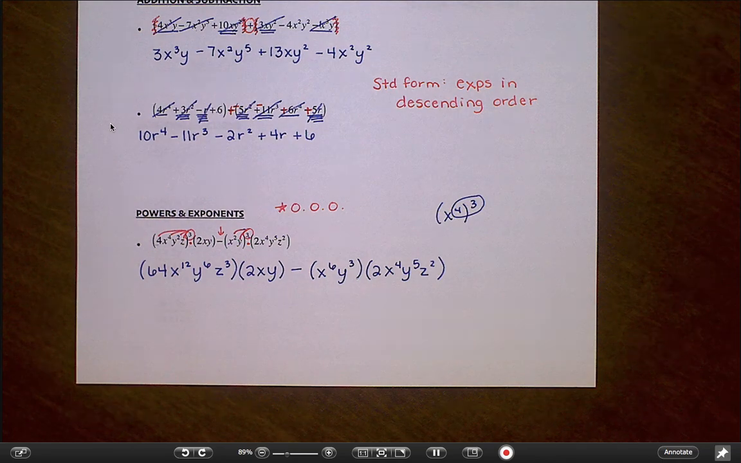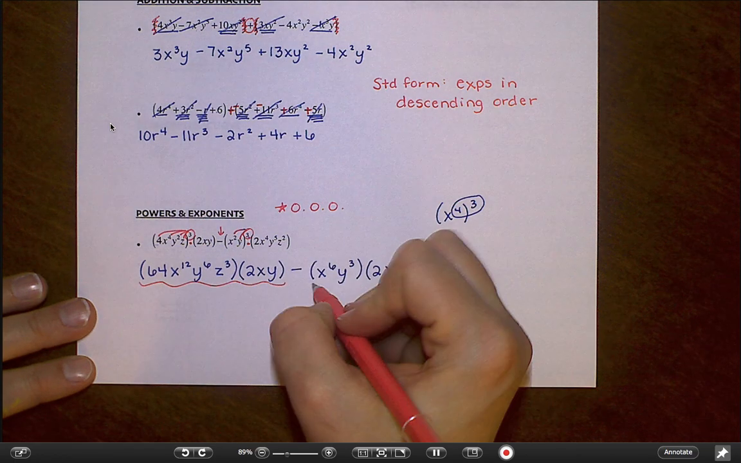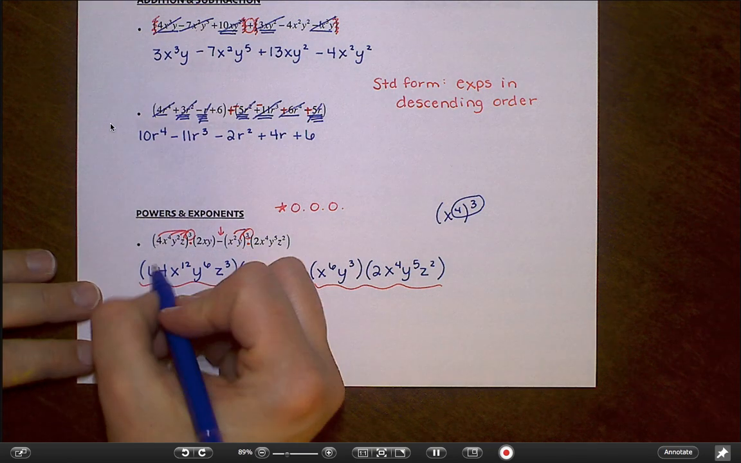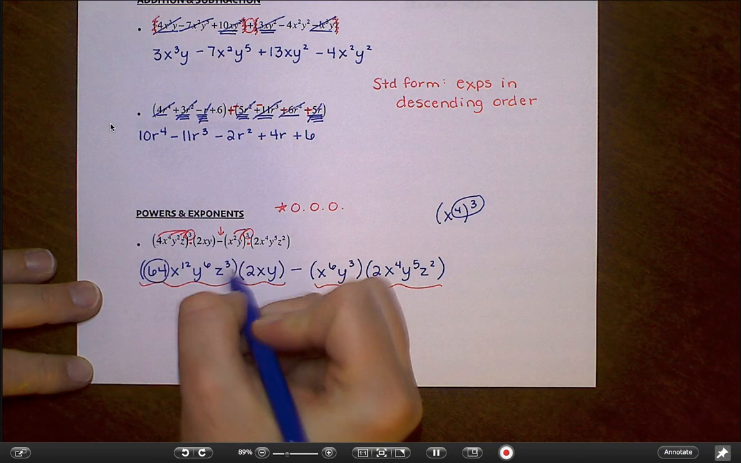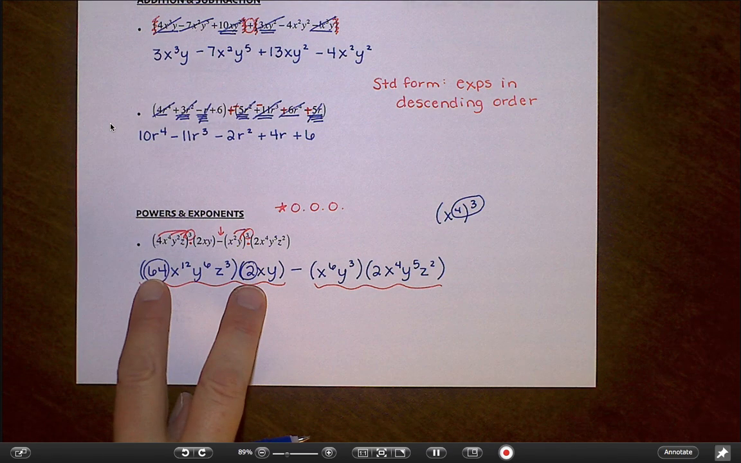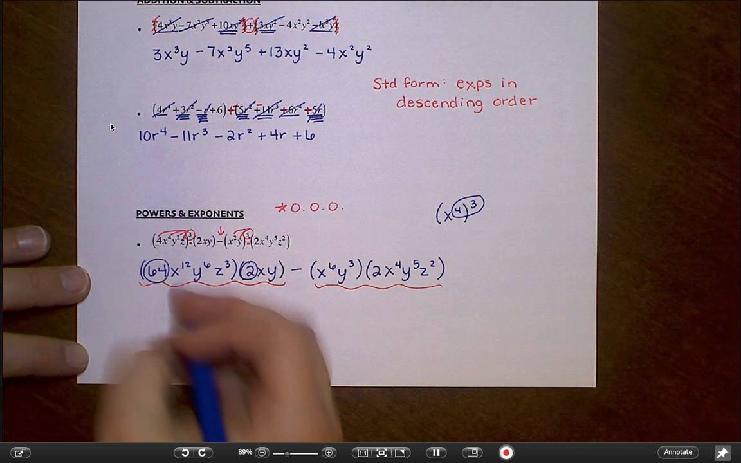Okay, my next step, according to order of operations, would be to do the multiplication. So I'm going to combine these two things, and I'm going to combine these two things. Okay, when I'm multiplying, remember my numbers, so the 64 and the 2 are just regular numbers. And so if I'm doing multiplication, I'm treating those like regular numbers, and I'm going to multiply. 64 times 2 is 128.